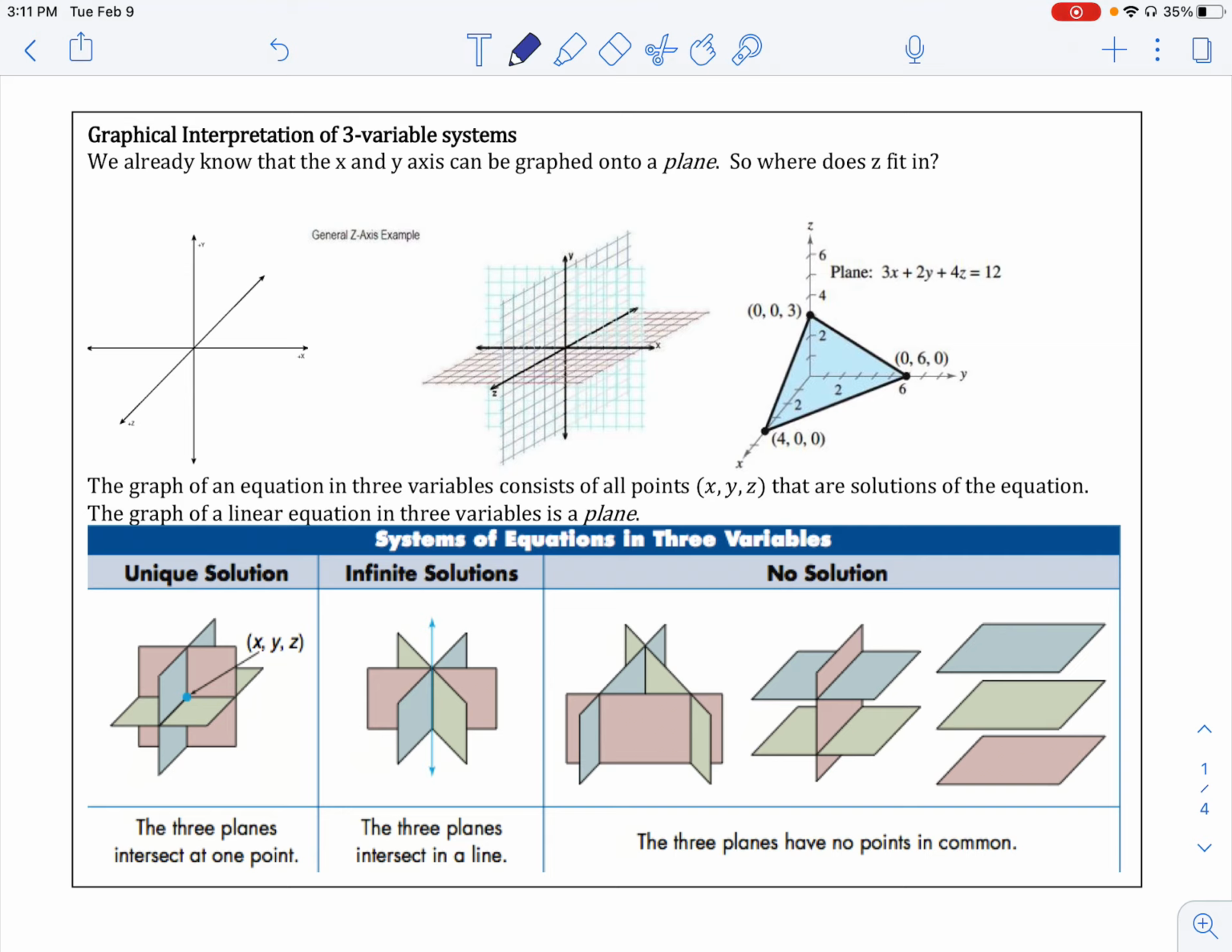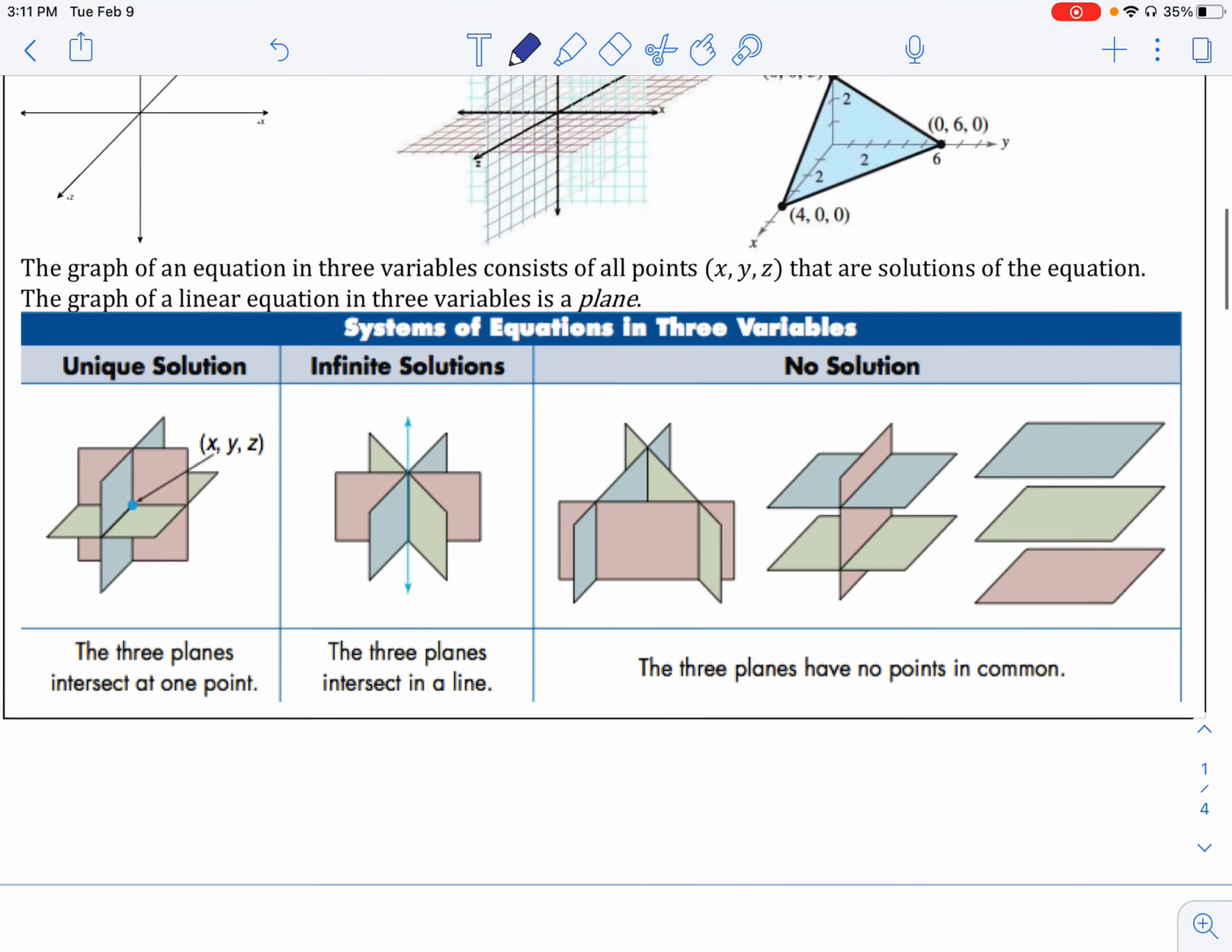So if we can think about that then, and we know that a solution to a system of equations represents where those graphs are intersecting, what that means for us is that when we have a system of equations in three variables, a unique solution is when all three of those equations or all three of those planes are intersecting at a single point. This is what we know as a consistent independent system. It is consistent because it has a solution, and it's independent because there is a unique solution there.